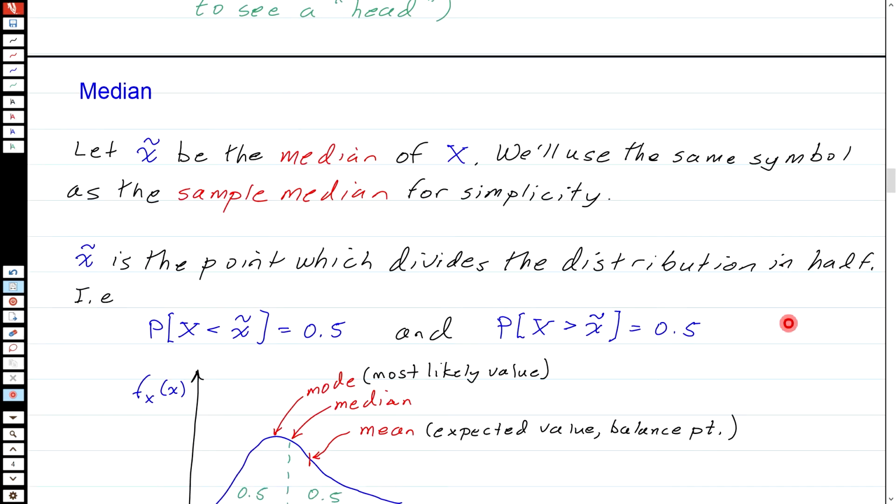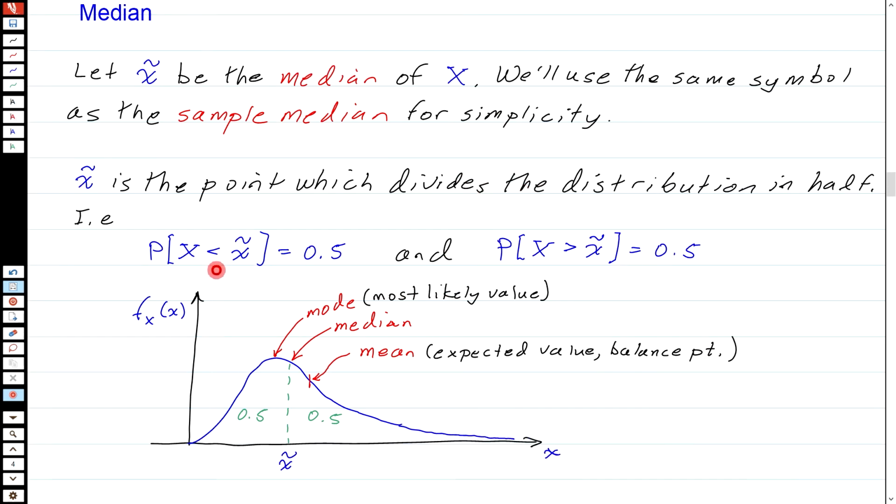Okay, so the next measure of central tendency is the median. I've defined before X with a tilde on top to be the median of capital X, and it's the point which divides the distribution in half. So it's the point where the probability that X is less than or equal to x tilde is equal to half, and X being greater than x tilde is equal to half.